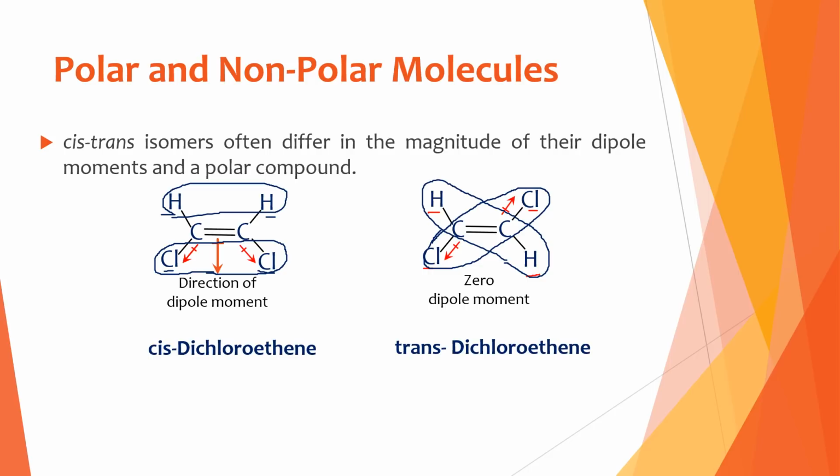So as you can see here, the cis isomer is a polar molecule because it has a dipole moment. While the trans molecule will become a nonpolar molecule because it has a zero dipole moment. This is because the dipole moments cancel out each other. The first dipole moment will go upward while the second dipole moment will go downward. So they cancel out each other, resulting in the dipole moment being equal to 0.